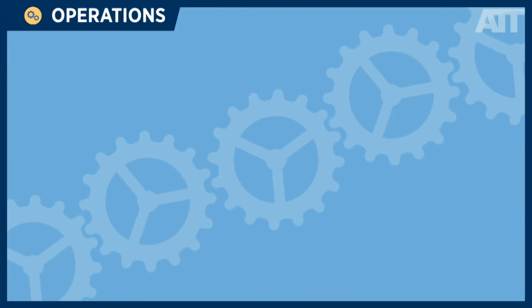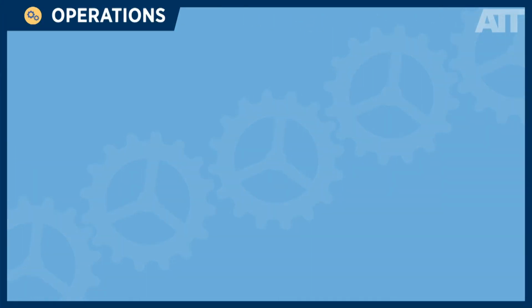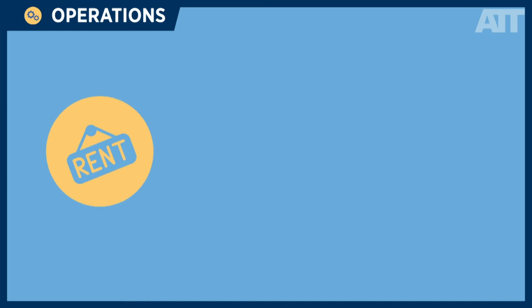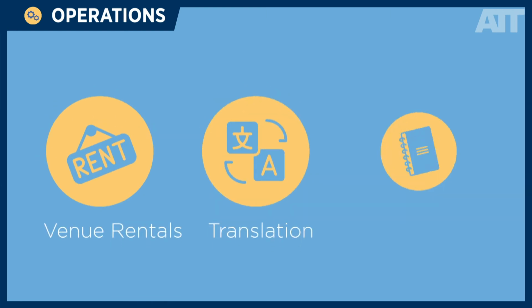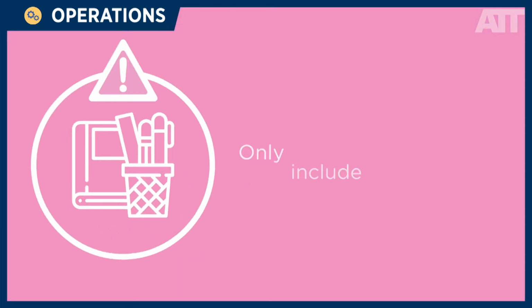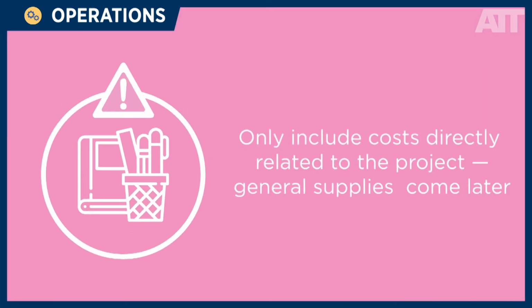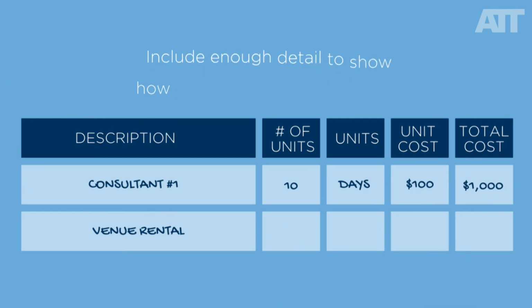The final and fourth category is operating costs. This could include venue rentals and conference services, including translation or publication costs. But it should not include indirect costs that are not directly related to the project, like general office supplies. These come later. In all budget rows, please make sure that you include enough detail to show how you arrived at the total cost.